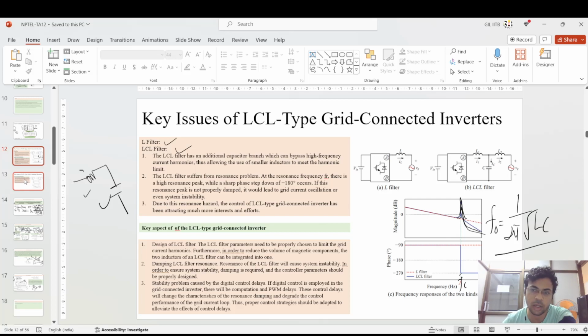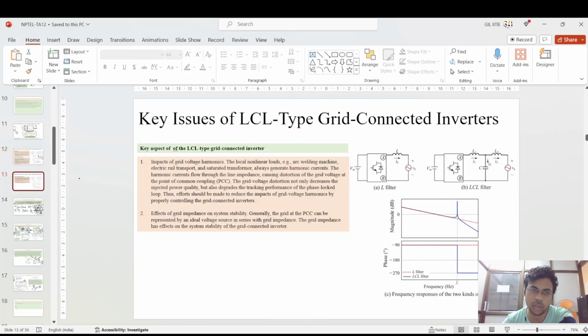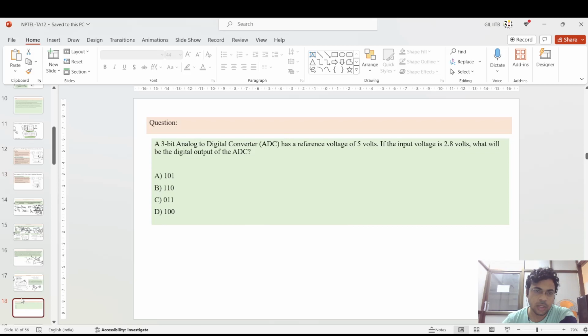So this is not actually important for this current scenario. This is the only thing I have to tell you, that there is a situation of resonance that comes into these LCL kind of filters. And the phase, if you see, is minus 90, it is shifted by minus 180 degrees during the resonance.